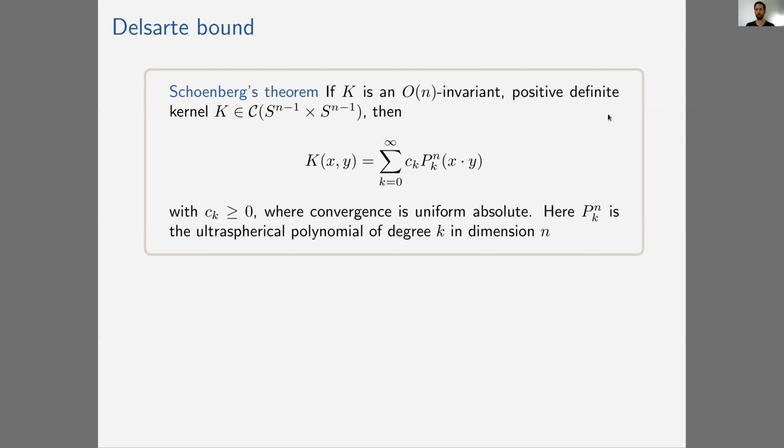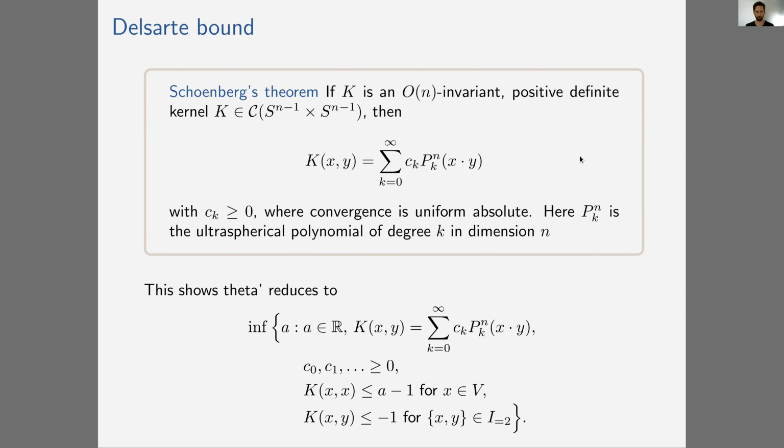And this proof really depends on two things. One, that we find really many orbits. Here, with the orthogonal group acting on the sphere, we have just one orbit, so that's good. And that you have this positivity. Those two ingredients allow you to prove that the series converges uniformly. If you lose one of the two ingredients, you lose uniform convergence. Yeah, this shows that the theta prime number reduces to this problem. So I just replaced this positive definite kernel by this series. And then the rest is still the same.